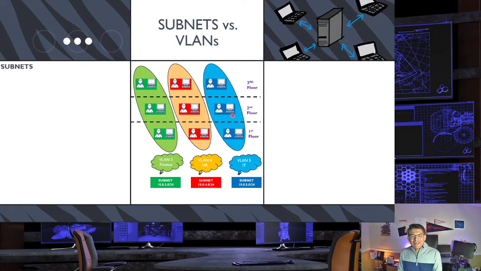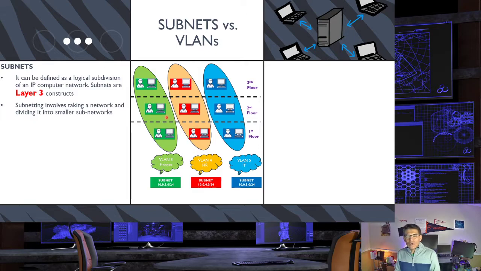Subnets and VLANs. This diagram here will be an important one for us to review a little bit later. But first, let us define subnets. It can be defined as a logical subdivision of an IP computer network. Subnets are layer 3 constructs. This is an important concept that I want to make sure that you remember and understand. When we are talking about subnets, we are talking about a construct at the layer 3 of the OSI model level. Subnetting involves taking a network and dividing it into smaller subnetworks.